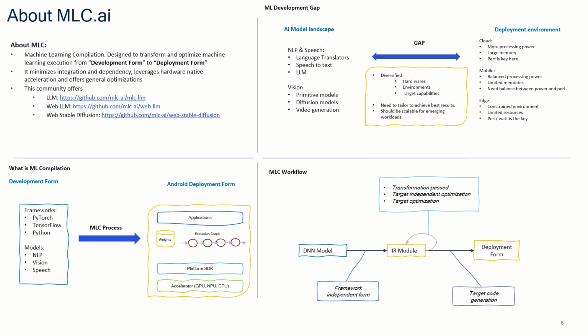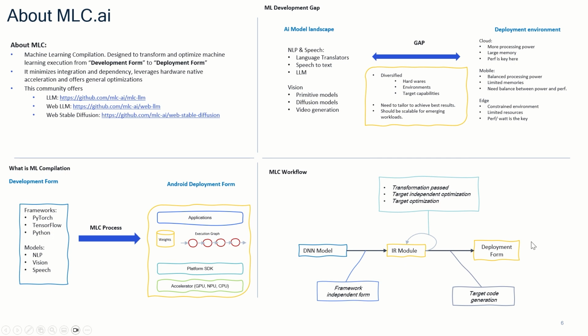There is quite a good amount of transforms it will go through, and these transforms convert it in two stages. One stage is the target or hardware independent transforms, like the quantizations and these kinds of things. And at the second stage, they tailor or optimize the model with respect to the target.